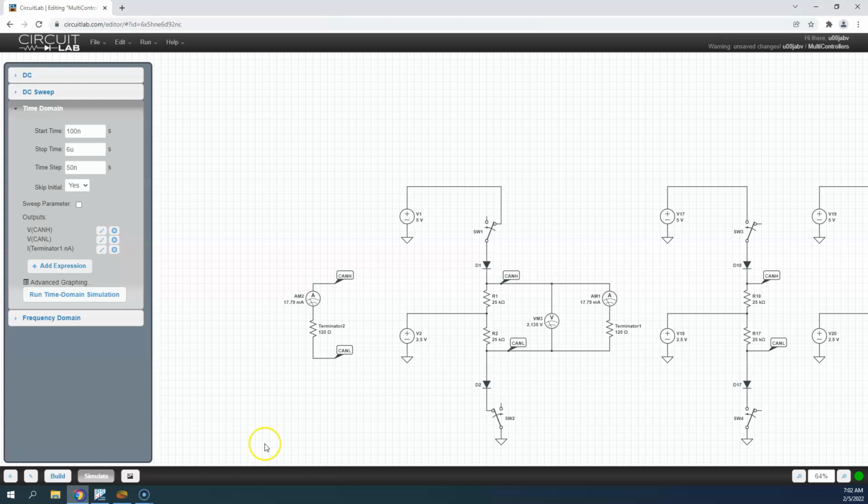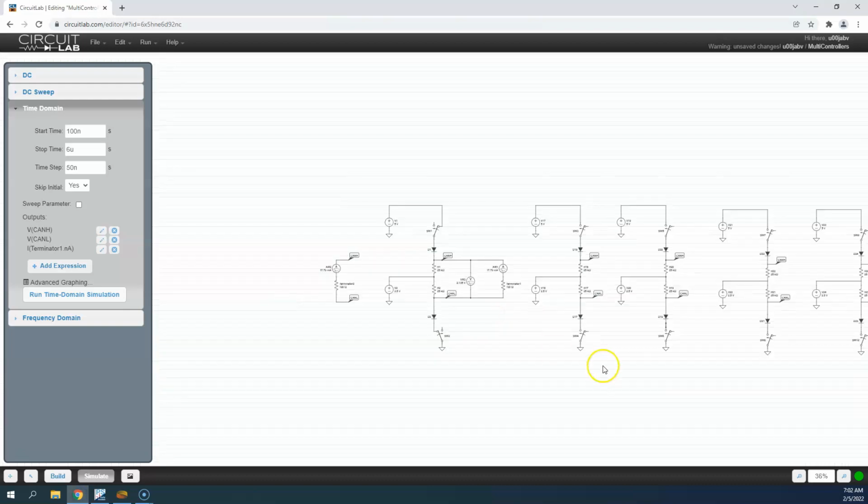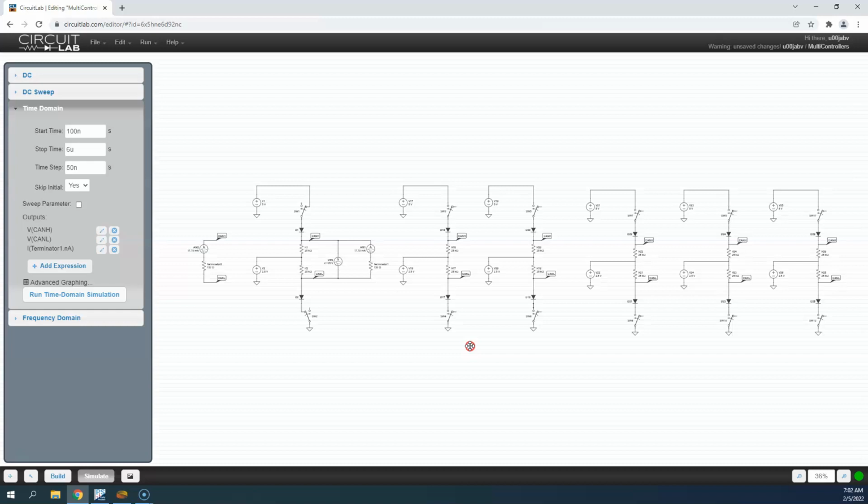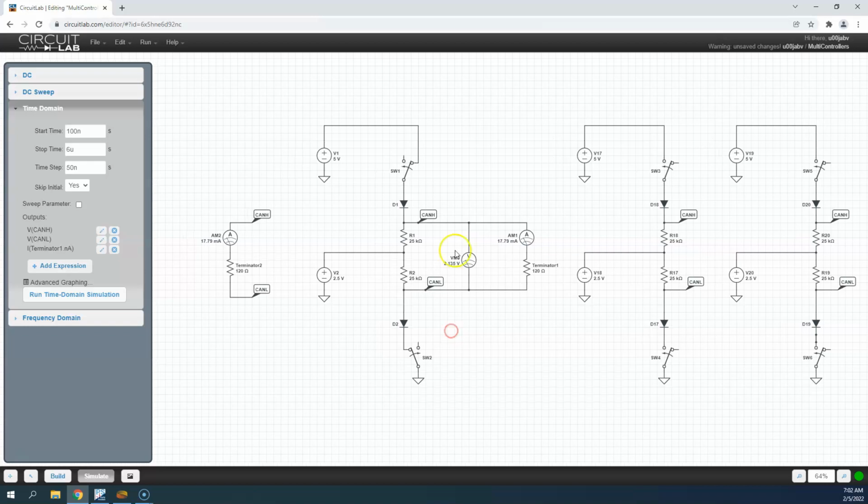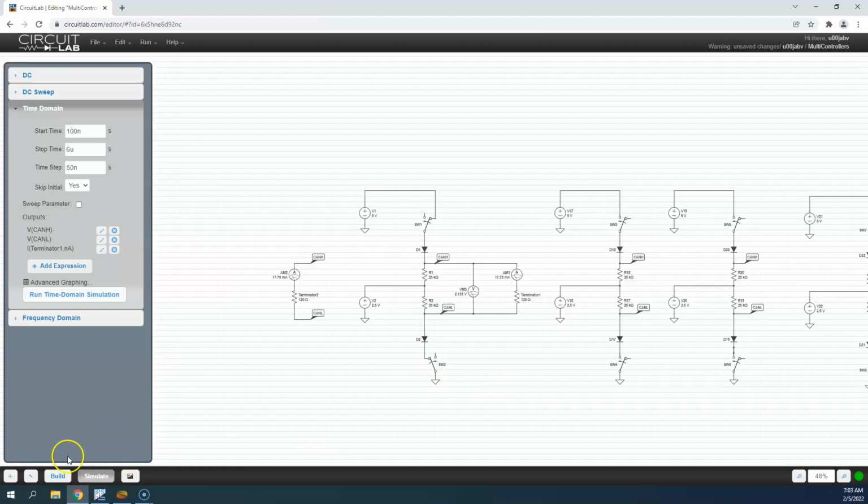Okay, let's take a look at Circuit Lab and try to figure out what's going on and why this occurs. What I have here is a simulation with 6 controllers on the CAN bus. This controller is the transmitting controller, the one that's sending the message. I've also divided the termination up into 2 terminators. Anywhere it says CAN high and CAN low, these nodes are common throughout. That prevents me from having to draw wires to connect all those together, which would get really ugly on this schematic.